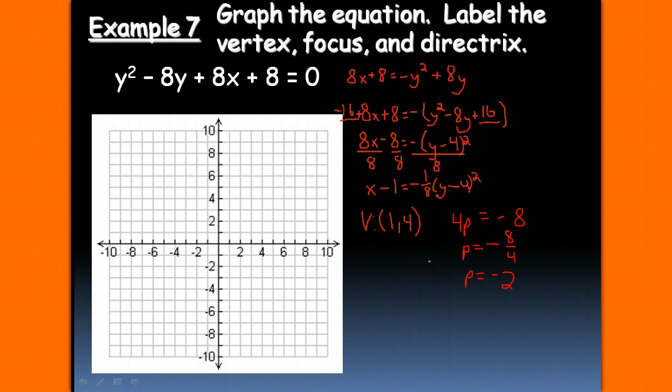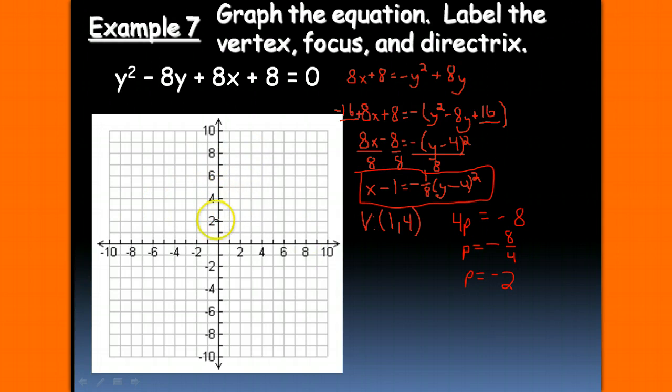Okay, so now that we know it's a negative 2, we have our x on the right of the equation, right? Because here's our standard equation. Let's just go ahead and box that so we keep that nice and neat. And so we know that it has to open either to the right or the left because of the x. Well, the p tells us it's going to open to the left.